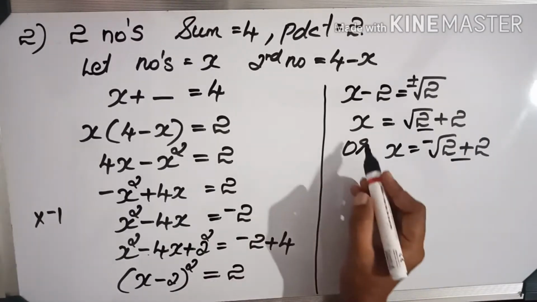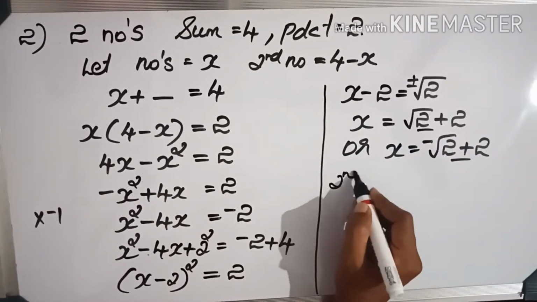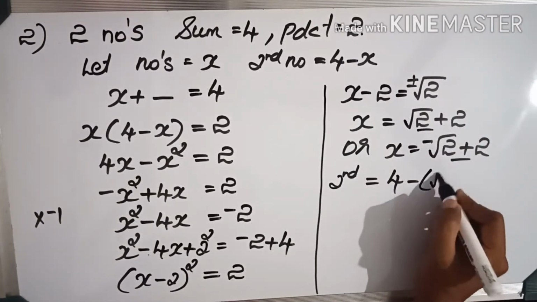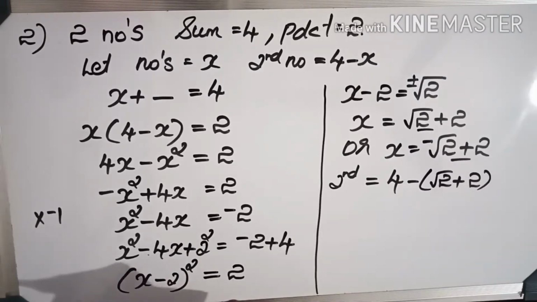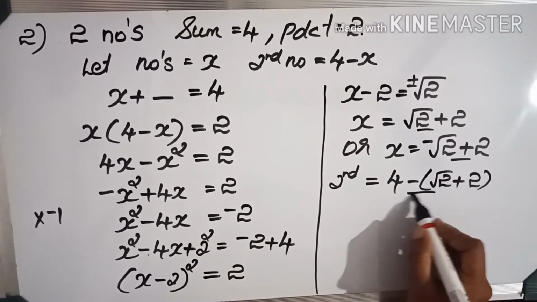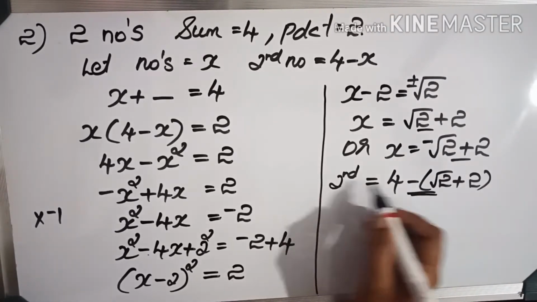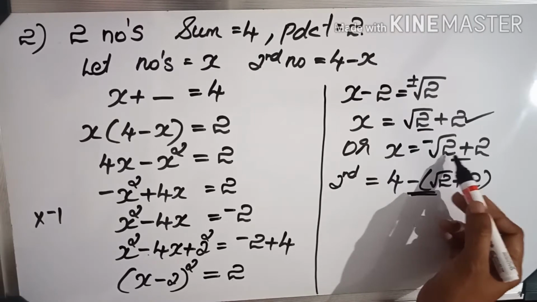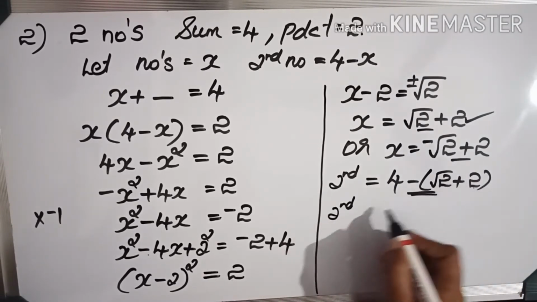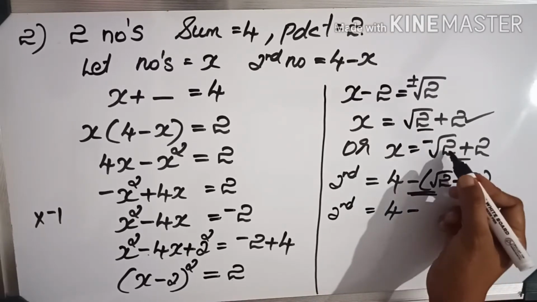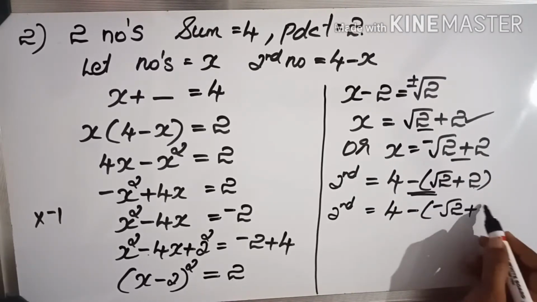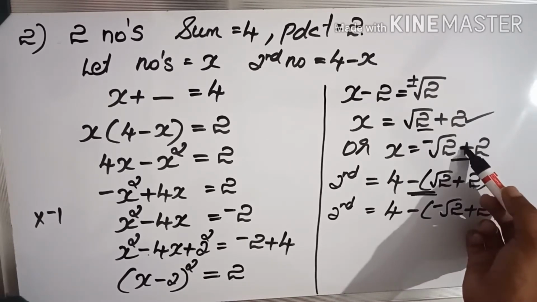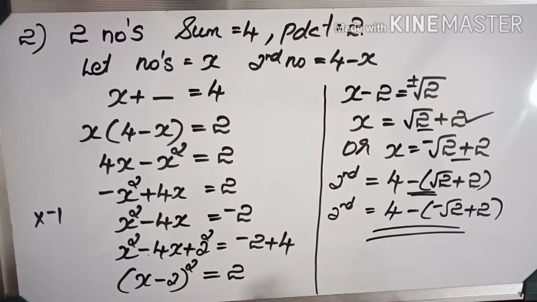Now for the second number. If x equal to root 2 plus 2, the second number will be 4 minus x, that is 4 minus (root 2 plus 2). There is no need to open the bracket, you can write it like this. Now if x equal to minus root 2 plus 2, then the second number will be 4 minus (minus root 2 plus 2). These are the possibilities. If this is the first number, this will be the second number.